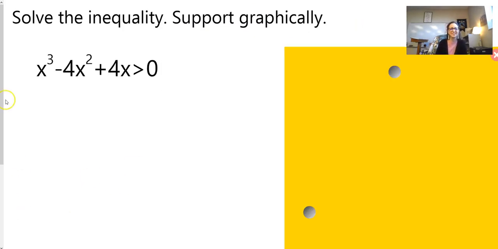First, pause on your screen. Can you go ahead and copy the inequality that I have? All right, we're back. So what we're going to do is solve this inequality. We're going to do it by hand first and then also check graphically.